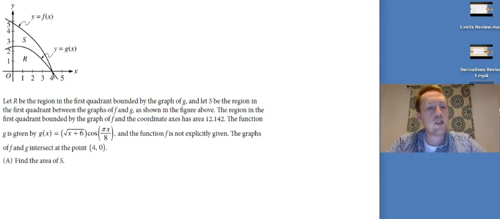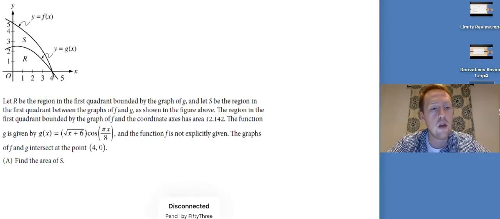Okay, let R be the region in the first quadrant bounded by the graph of g, and let S be the region in the first quadrant between the graphs of f and g shown in the figure above. The region in the first quadrant bounded by the graph of f and the coordinate axes has area 12.142. Function g is given by g of x equals, and the function f is not explicitly given. The graphs of f and g intersect at the points 4 and 0. Find the area of S.